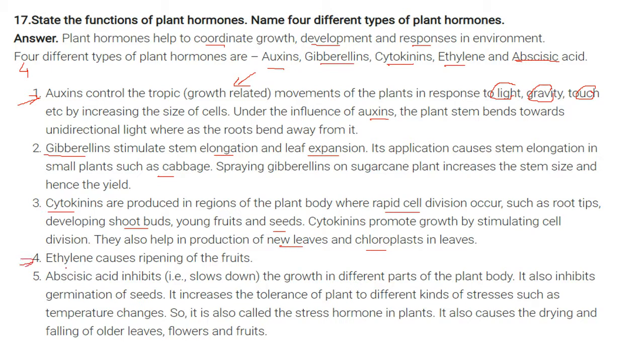Ethylene causes ripening of the fruit. Abscisic acid inhibits, that is, slows down the growth of different parts of the plant body. It also inhibits the germination of seeds. It increases the tolerance of plants to different kinds of stresses like temperature changes, so it is also called the stress hormone in plants. It also causes the drying and falling of older leaves, flowers and fruits.